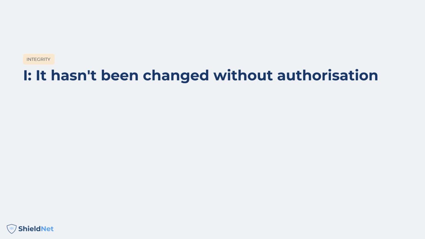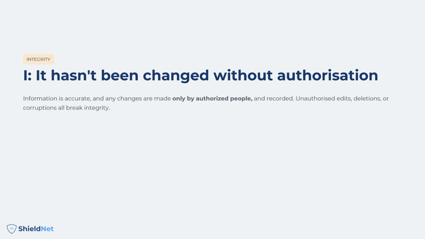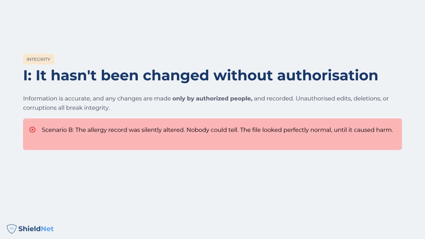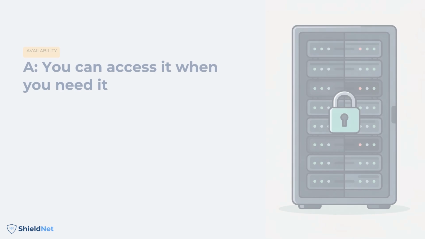I. Integrity. It hasn't been changed without authorization. Integrity means that information is accurate and has only been changed by people who are authorized to change it, and that those changes are recorded. Scenario B was an integrity failure. The patient's allergy record was altered without authorization. The file looked normal. Nobody could tell. That is what makes integrity failures so dangerous. They are invisible until they cause harm.